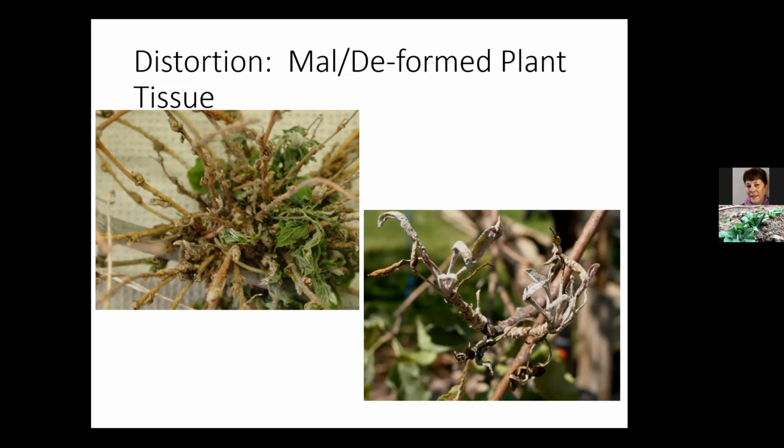It's a bad case of powdery mildew, but it's so bad that it's causing the leaves to curl up and distort. So again, we see that distortion and then we have to try and figure out what's happening with that particular plant.